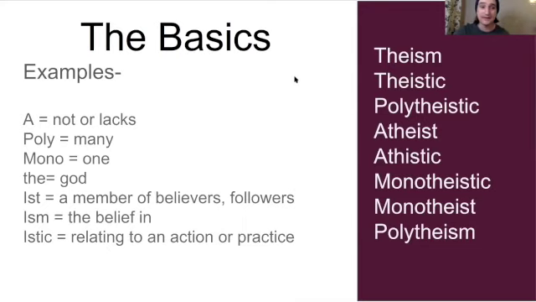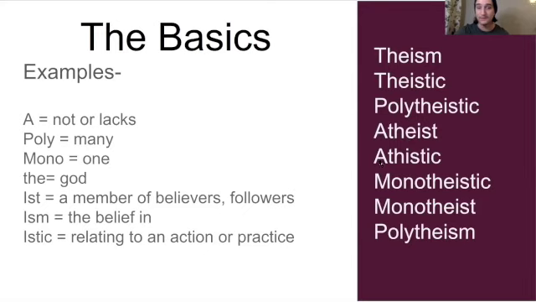So, for instance, if we add some of these together, we can figure these out. We have God, ism. So, we have the belief in God, right? Theistic. So, we have God relating to an action or practice. So, something that's relating to a belief in God, right? Or polytheistic, something relating to the belief in many gods. Atheist, somebody that does not or lacks the belief in God, right?